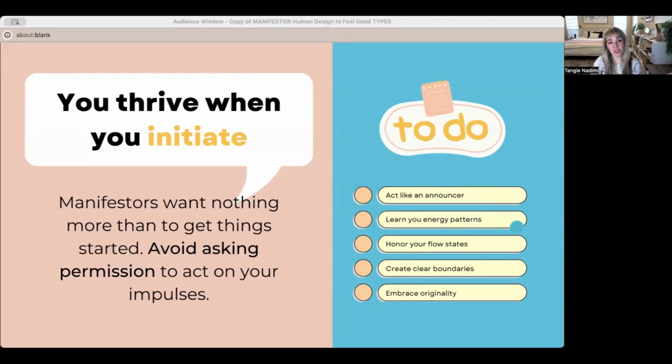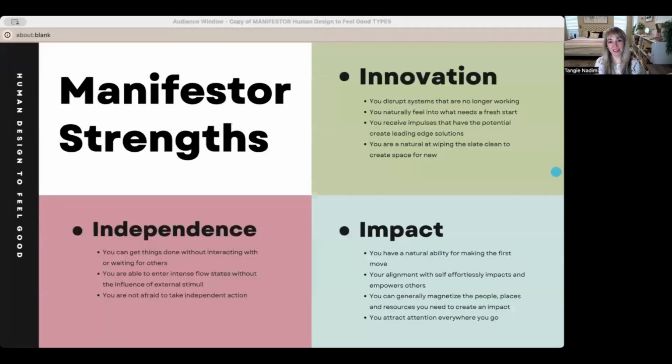Manifestors need to learn those energy patterns, so that feeling of 200% initiation versus when they need to pull back and take a break or a rest. They'll go from 200% to 0 with that undefined sacral. Manifestors must learn how to honor their flow states and create clear energy boundaries, and they have to learn to embrace their originality.